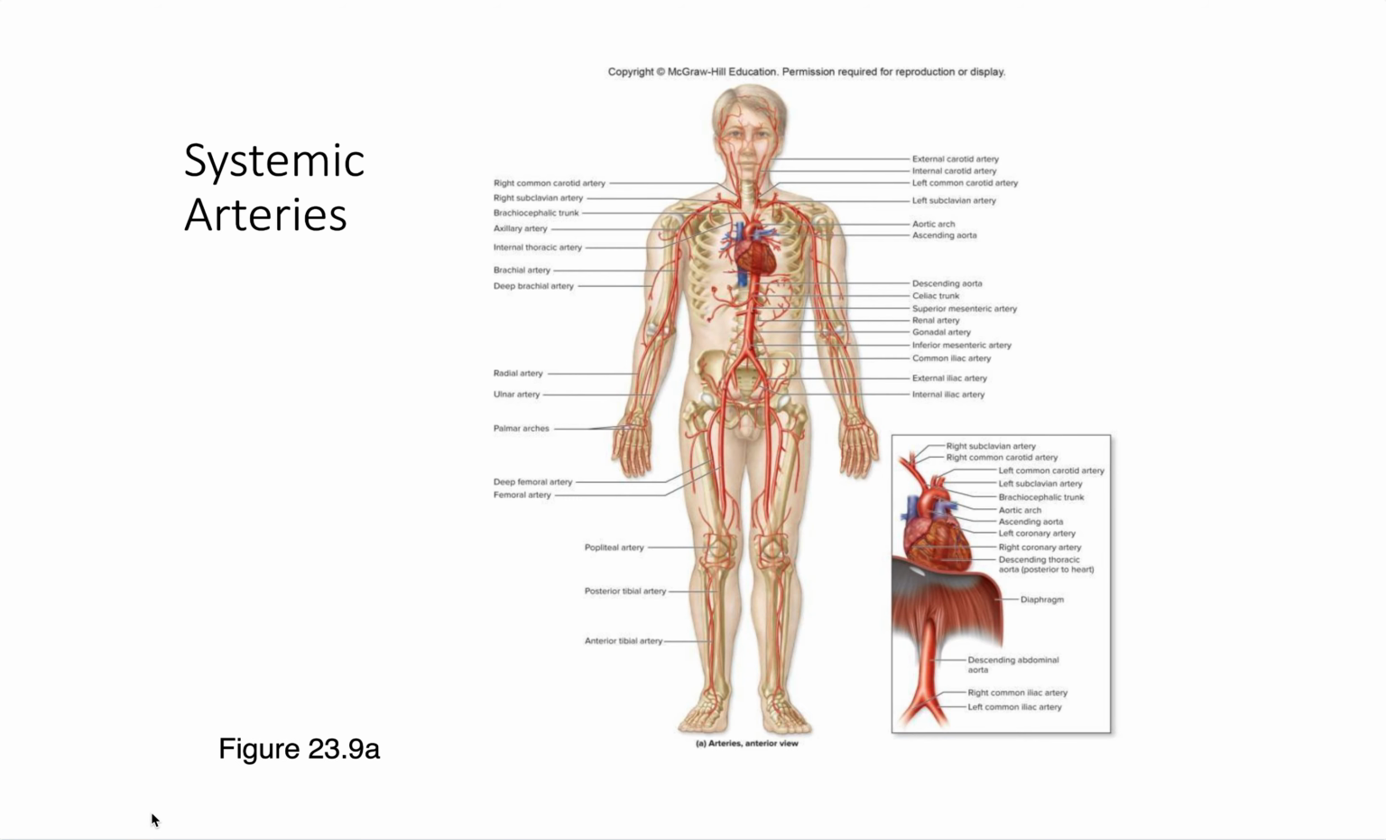And finally, just a general overview of the systemic arteries. Mainly, we're going to focus on the ones coming up off of the top of the aorta. On your left side, you have the left subclavian coming off and the left common carotid. On the right side, you have the brachiocephalic trunk, which is going to bifurcate into the right subclavian artery and the right common carotid artery. That's just a little bit of a difference between the right versus the left side.